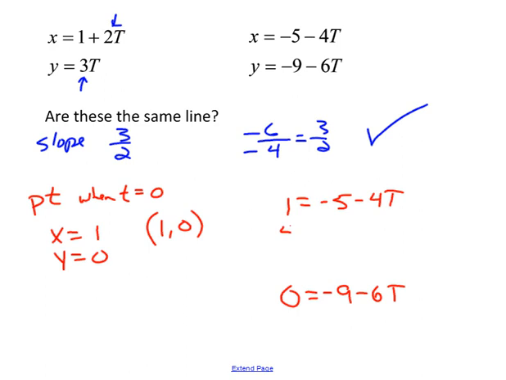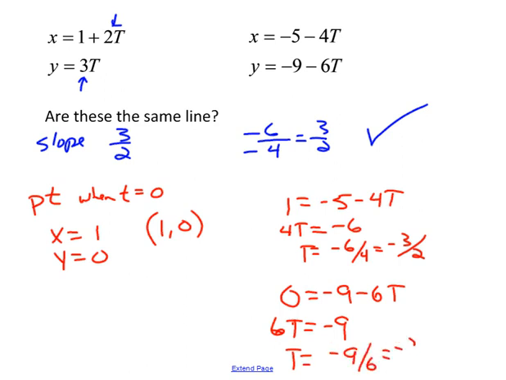In this case, if I add my 4t over and subtract my 1, I get t is -6 over 4, or -3/2. In the y equation, if I add, I get positive 6t is -9, t is -9 over 6, or -3/2. So yes, at -3/2 in my second equation for t, I get the point 1, 0. So they both share the point 1, 0, and they are the same line.